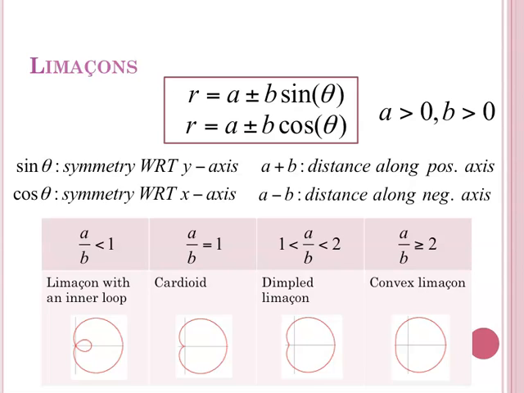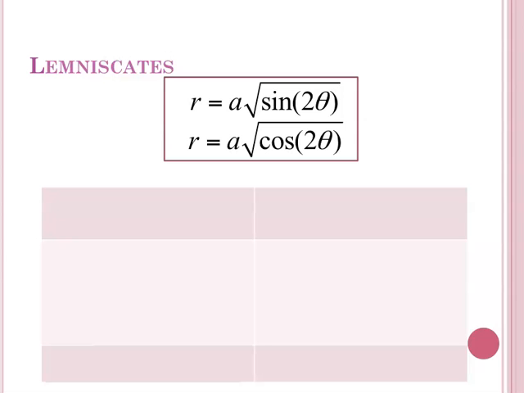Our next group of polar graphs are lemniscates. There are again 2 versions, one sine and one cosine. So r equals a times the square root of sine of 2 theta, and r equals a times the square root of cosine 2 theta. You may also see this in the form r squared equals a squared sine 2 theta. That's fine as well. I'm just trying to keep it consistent so they're all r equals an equation.